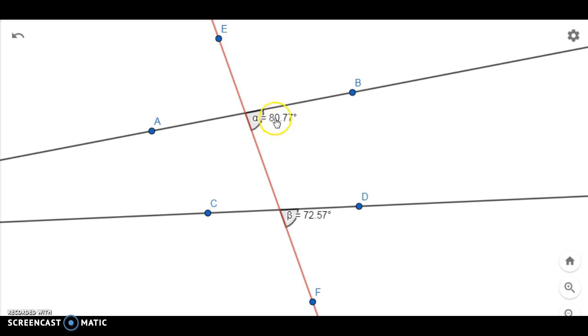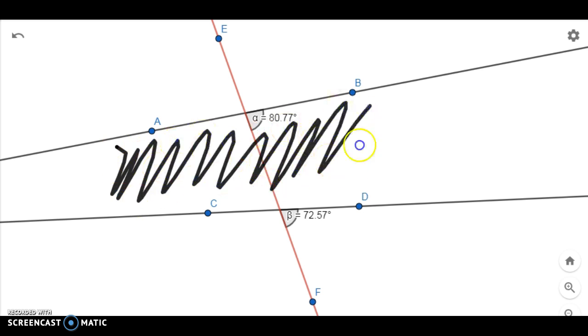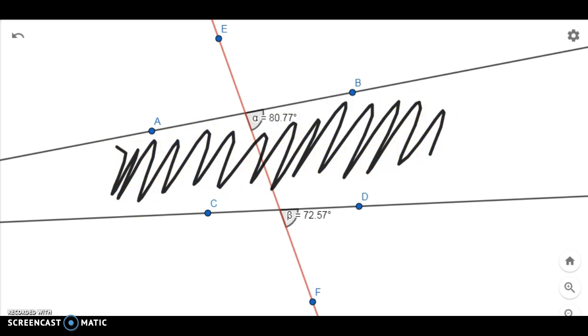Now, the angles will have special names, and the special names are based on where they're located in the picture. So there are different components to this picture. There's what's called interior angles, which would be inside these two lines. Then everything outside of the lines would be called exterior. Those are really the important locations to start with.